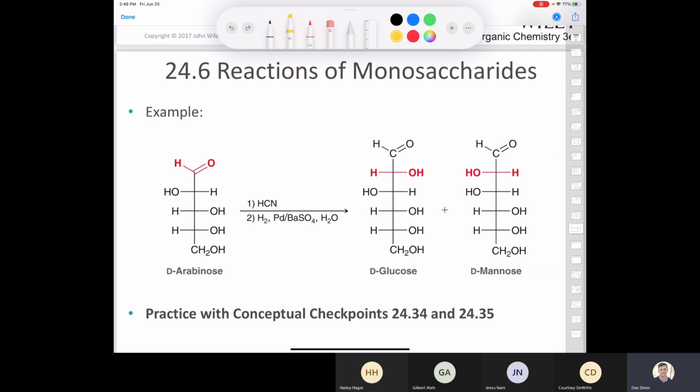We first treat the aldose with hydrogen cyanide, and then we treat it with hydrogen and palladium with barium sulfate, which is a type of poison catalyst, I guess. And we stir that around in water. And what that does is that, again, it hydrolyzes the imine in situ, okay?